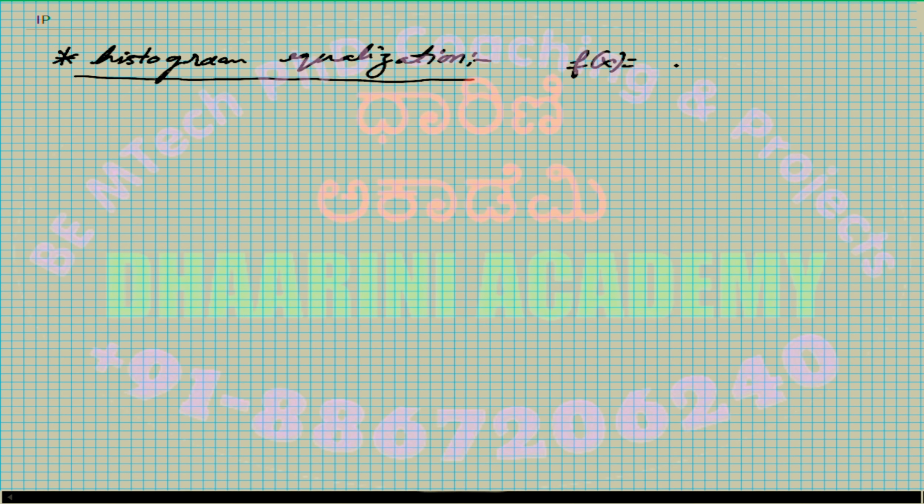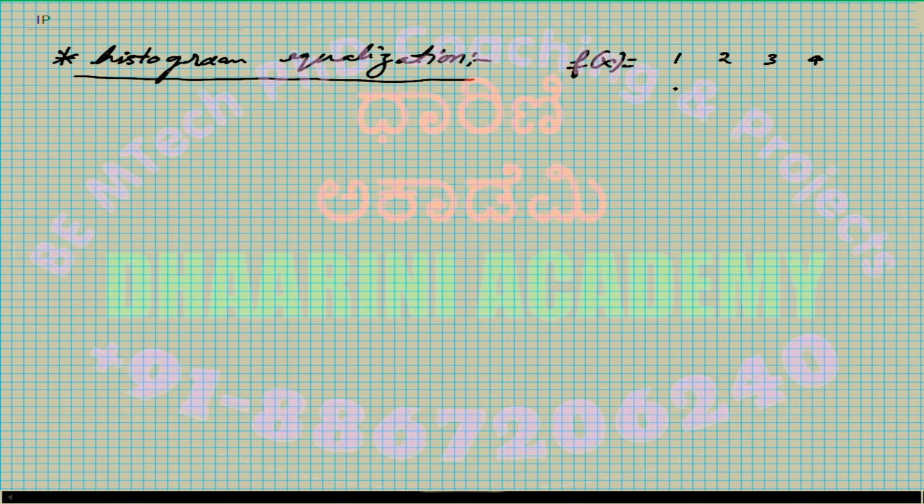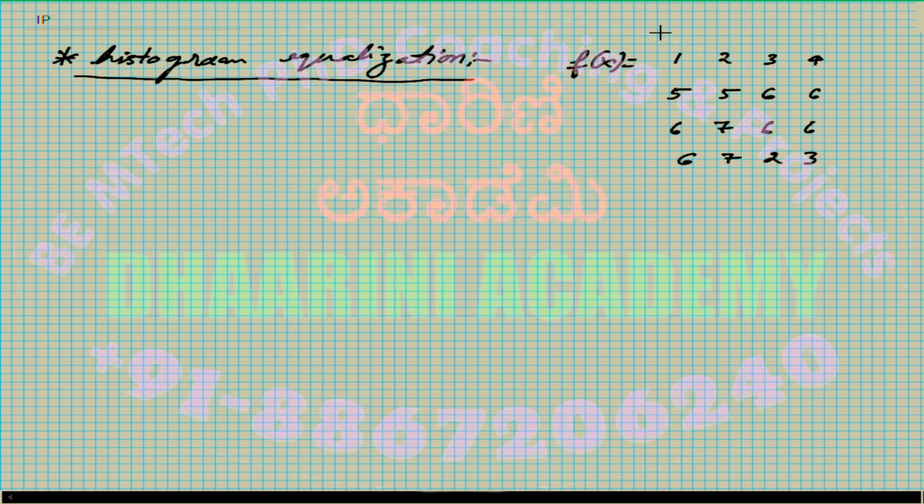I can see that the first row of the image is 1, 2, 3, 4. Then we have 5, 5, 6, 6. And the third row is 6, 7, 6, 6. Then we have 6, 7, 2, 3. So any image given doesn't matter. We can still apply the method to find out the equalization of that image. Okay, right. Now this is a 4 into 4, so totally 16.